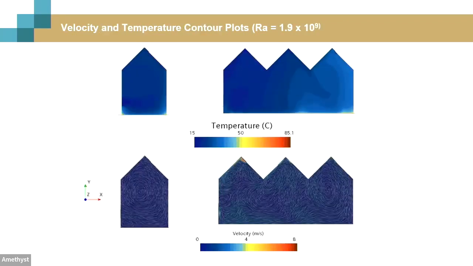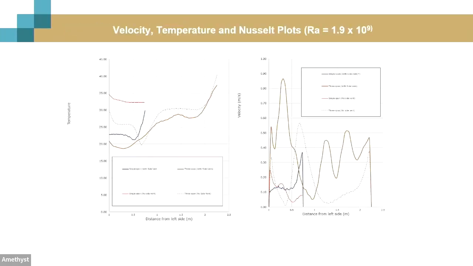So this is just for the higher Rayleigh number. Same story, we've got an increase in temperature and a lot of convective cells forming in there. And here we've just plotted the temperature and velocity distribution.